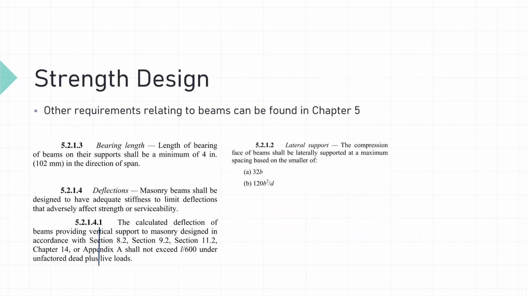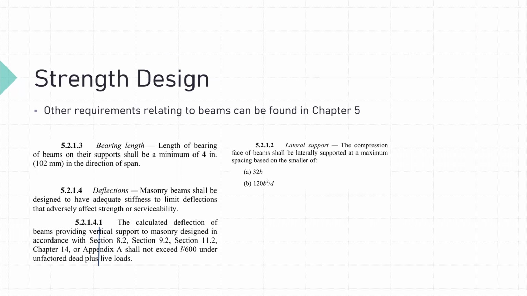Additionally, bearing length. Like I just discussed, we have a minimum bearing length of 4 inches. Typically, it's going to be 8 inches at our supports. In most cases, in terms of deflections, if we are supporting unreinforced masonry, because we're specifying sections 8.2, 9.2, and 11.2, this is L over 600.